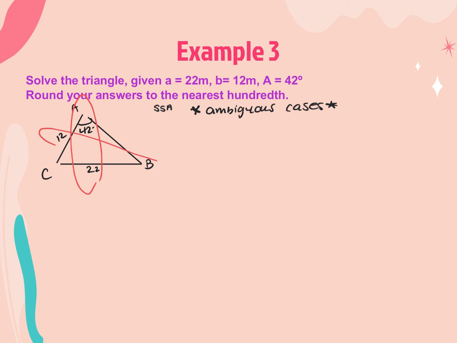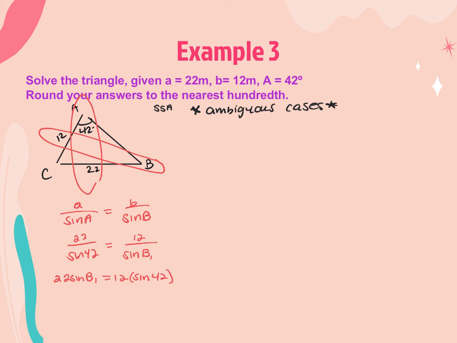But I can find B here because I have the side b. So I'm going to say a over sine of A equals b over sine of B. a is 22, angle A is 42, b is 12, and then we're going to call this B1 because we're going to assume there's a second triangle. Now I'm going to solve this. I'm going to cross multiply and divide.